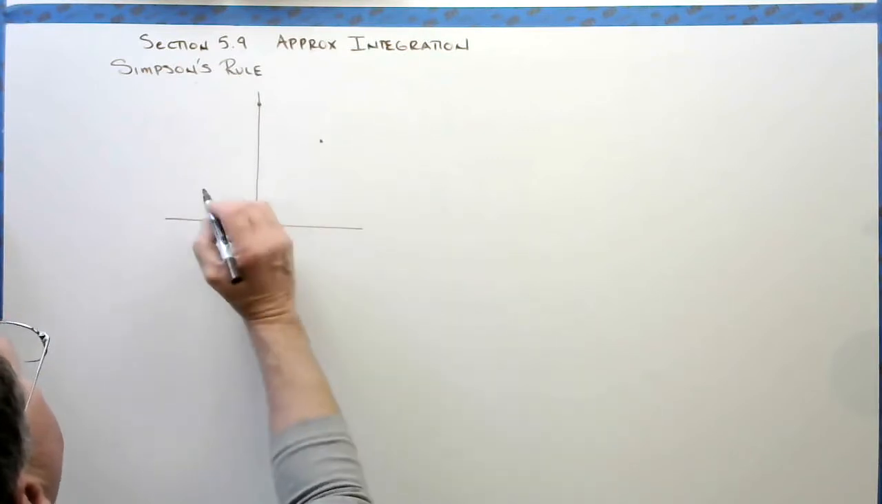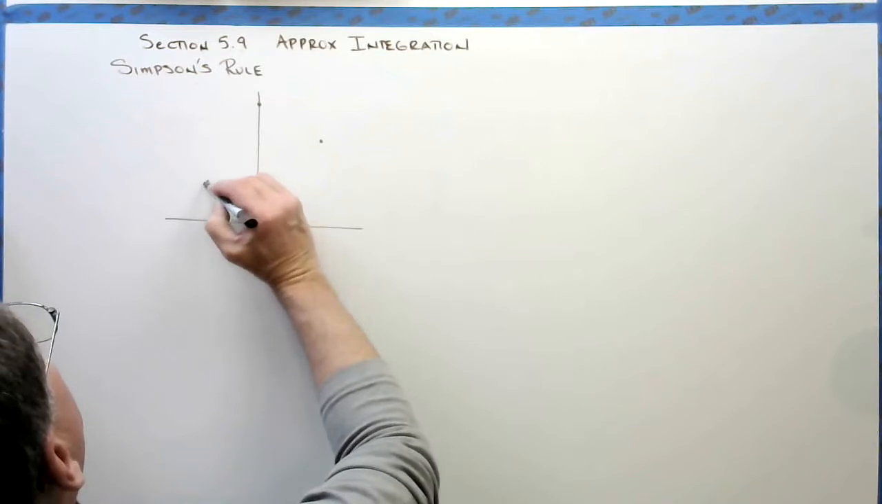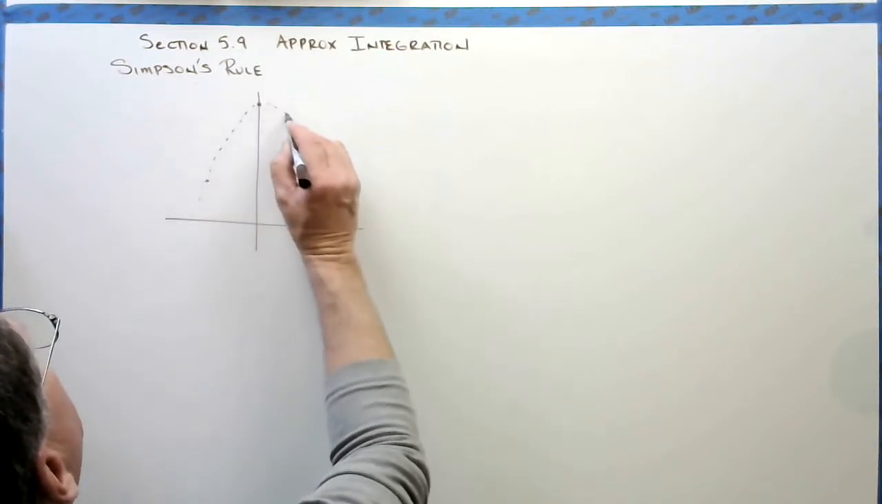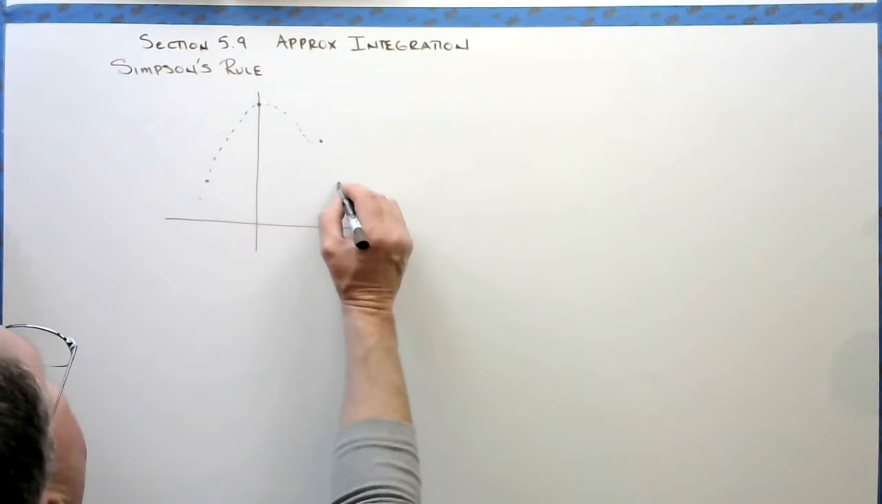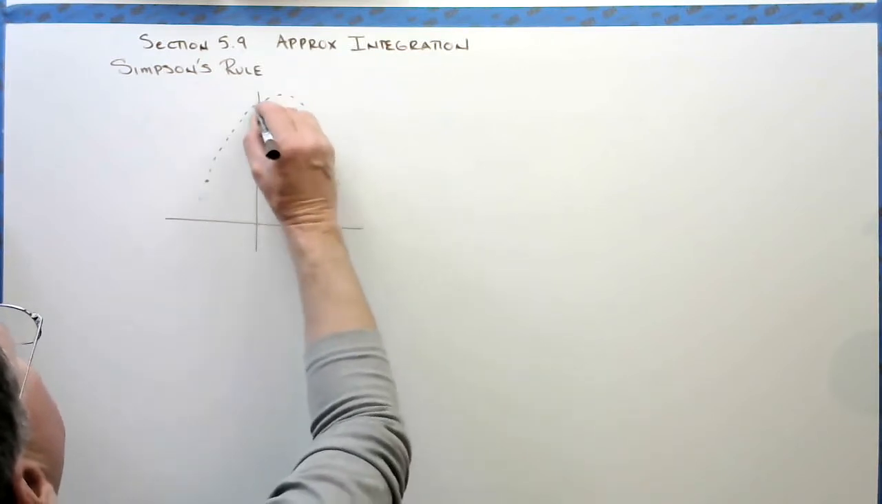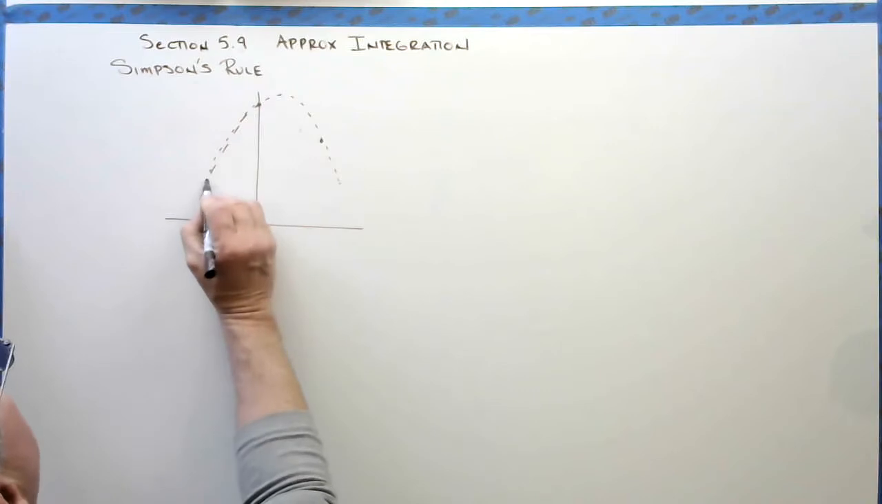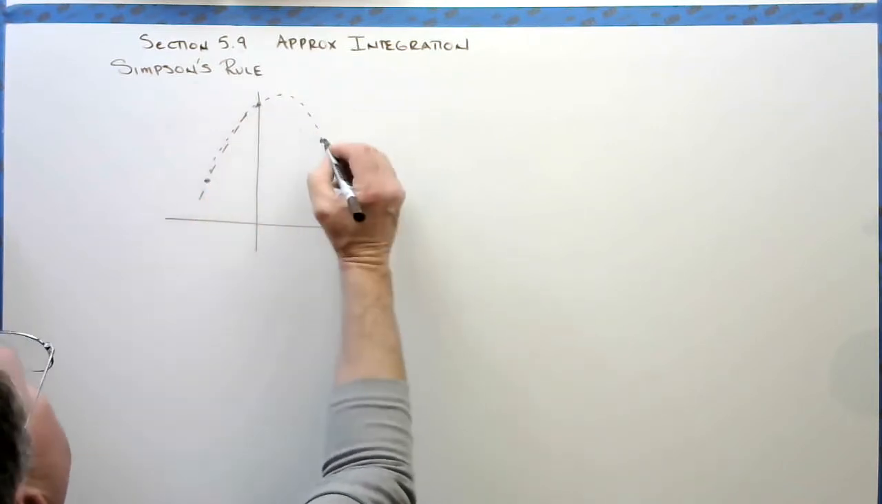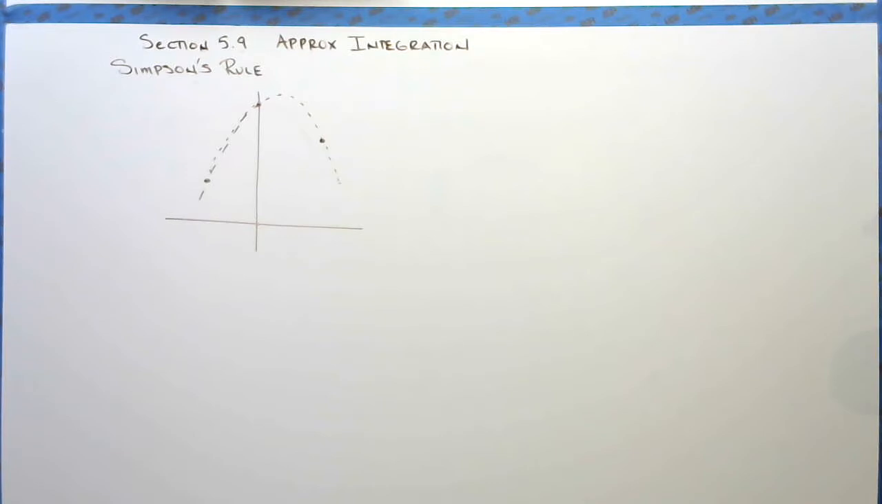And Simpson's rule says that through 3 points, there is a distinct parabola, right? There's a distinct parabola that will pass through these points. So if we have 3 points, we can find a distinct parabola that will go through those 3 points.